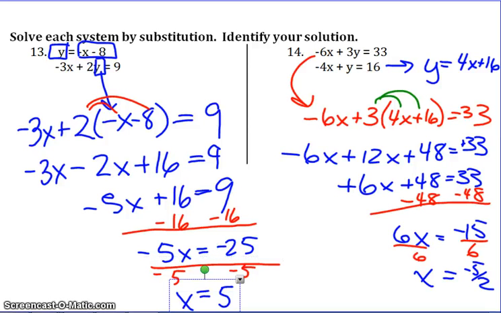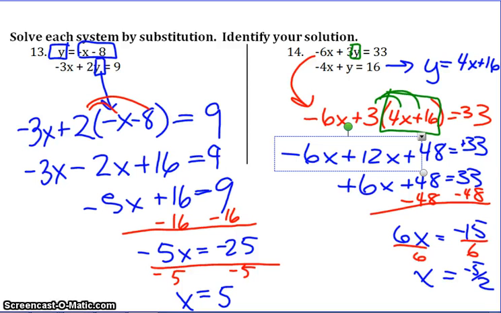Here, I had to first take this and say, okay, my y is really equal to 4x plus 16. Then I had to substitute that in here. So instead of this y right here in this equation, I substituted in 4x plus 16. And I was able to go through and solve it. I did the distribution here. And then I subtracted 48 from both sides, divided both sides by 6, and I got x equals negative 5 halves.